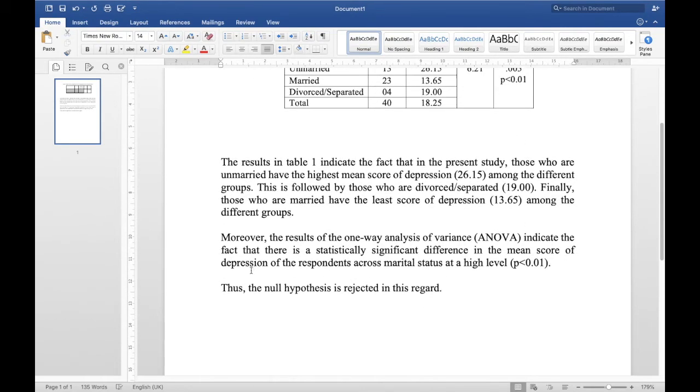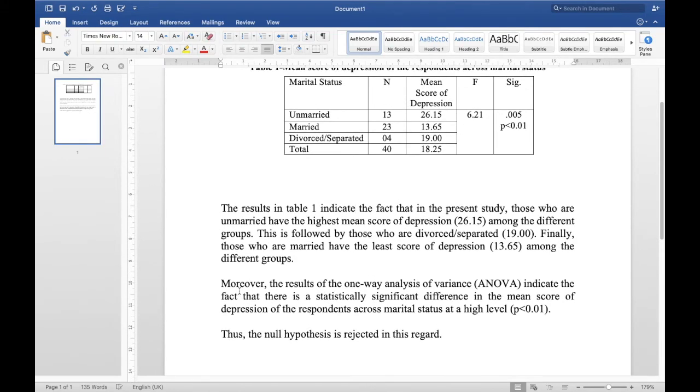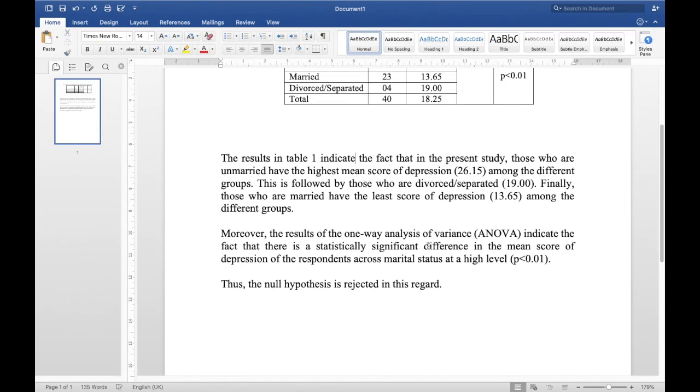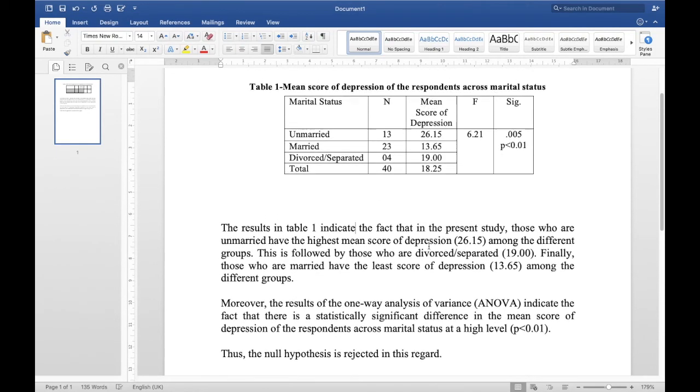Finally, we use one line and say, thus the null hypothesis is rejected in this regard. The null hypothesis would be something like: there is no statistically significant difference in the mean score of depression of the respondents across marital status. So this result shows that we can reject the null hypothesis, that there is a statistically significant difference in this regard. So that's it for this video.